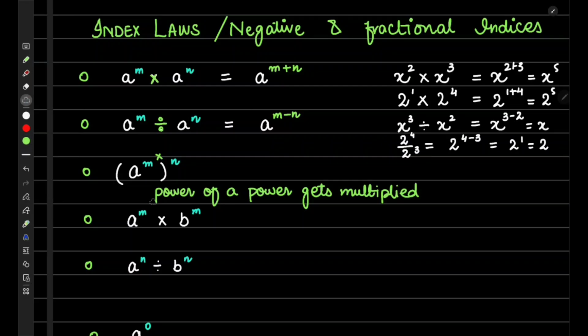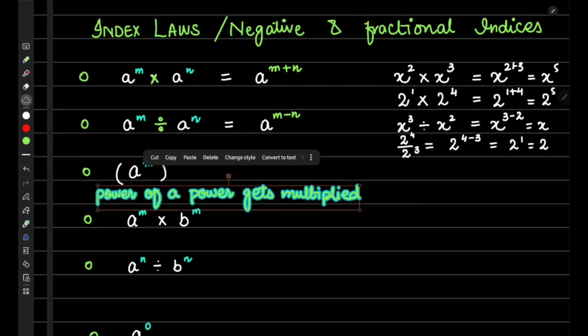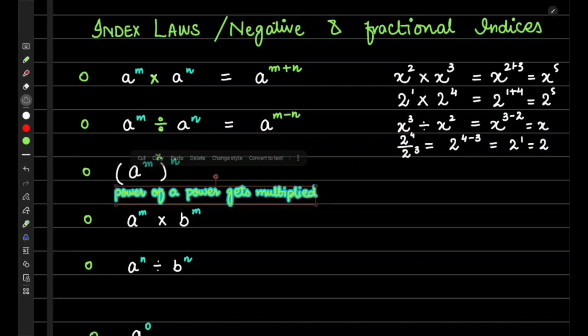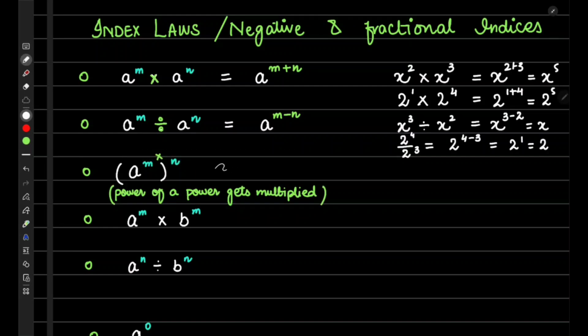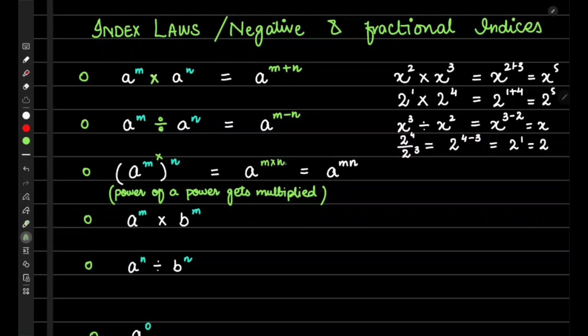Okay, so let's rearrange this a bit, and now what happens is you will end up getting a to the power m times n, or a to the power mn, because when we write the variables, we don't put a multiplication sign in between, we can just write them side by side, which shows it is multiplication. Okay, so m times n.